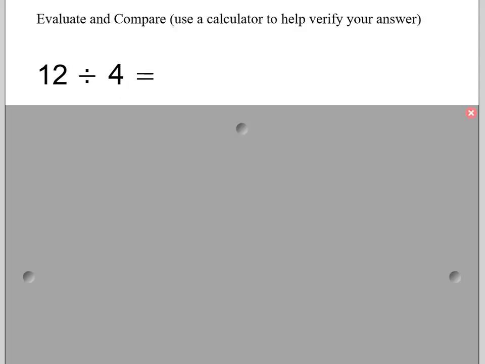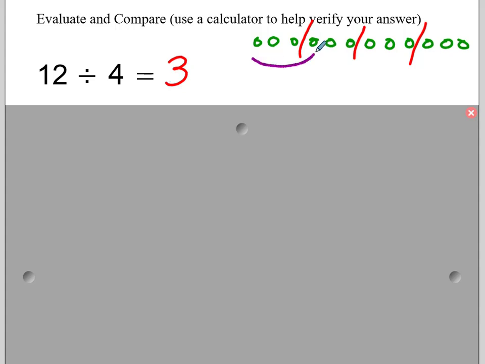Okay, so let's just explore a little bit more and then we'll see if we can bring it all together. Evaluate and compare. So 12 divided by 4. So if you have 12, 5, 6, 7, 8, 9, 10, 11, 12, and if I have to break this up into 4 equal groups, 1, 2, 3, 4 groups, we can see that there is 3 in each one of those groups. We could also look at how many groups of 4 fit inside of 12. There would be 1, 2, 3. So either way, 12 divided by 4 is 3.